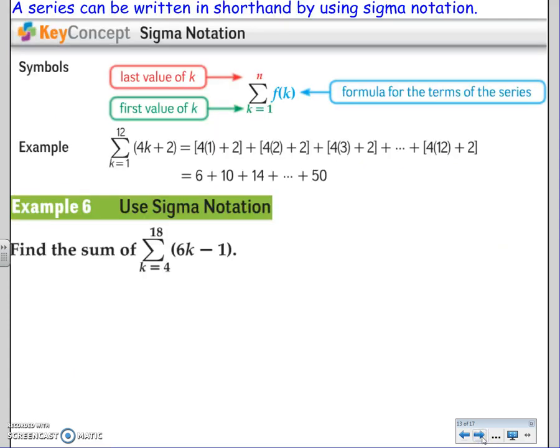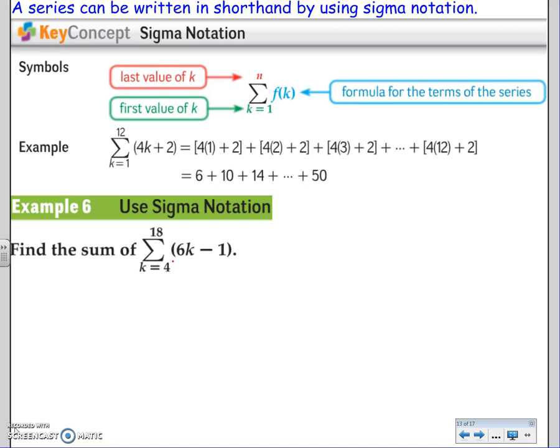Alright, last example, a series can be written in shorthand by using sigma notation. It looks like this sign. It has the first value to plug in on the bottom, the last value to plug in on top, and the function or equation to plug into on the side. Alright, so here k, the first value is 1, plug it in into our f of k, whatever that is, and then find the last one. So here's an example, you can look at it. But we're going to start using our example 6, so find the sum of that.